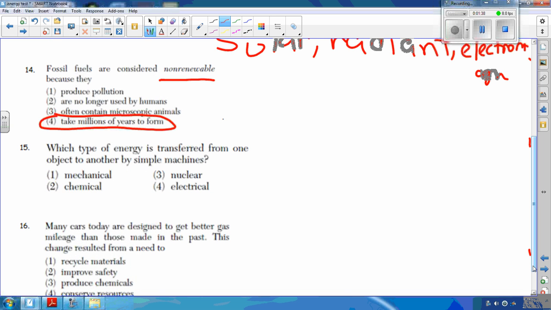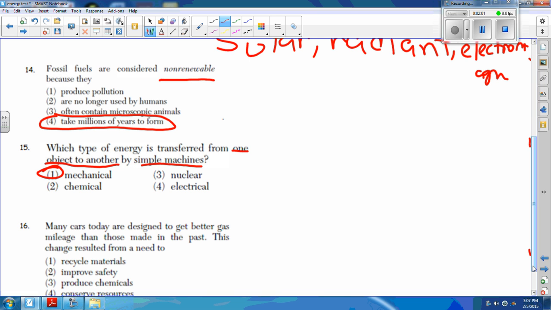Which type of energy is transferred from one object to another by a simple machine? So a simple machine doesn't run on any type of energy except for mechanical. We demonstrated a simple machine in the classroom where I turned the crank, and that was my arm moving the crank to turn on the light bulb. That was my mechanical energy transferring to the crank's mechanical energy to the light bulb.